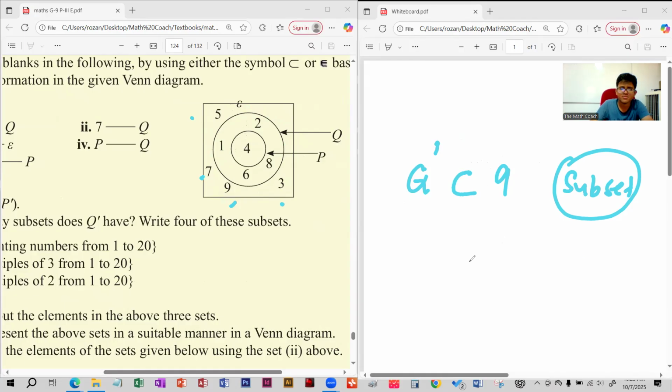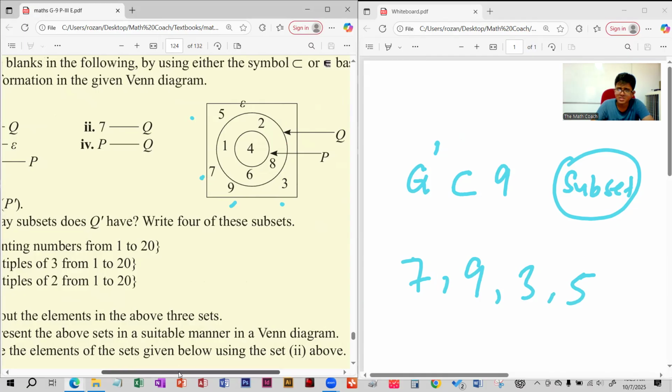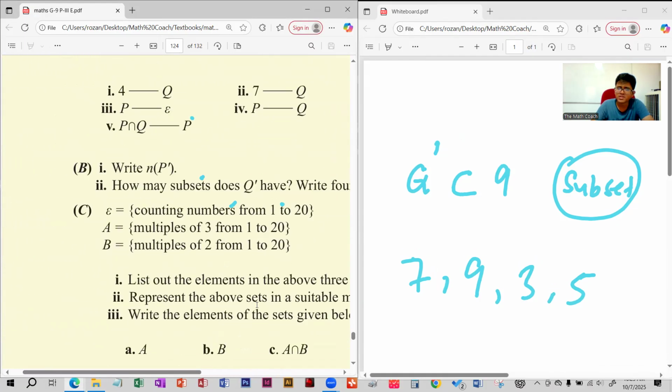So that means write four of these subsets. We can write subsets of Q complement: 7, 9, 3, and 5. This is kind of a tricky question actually, because they are not directly asking us to write the elements of Q complement. They're saying to write the subsets of it, but both are the same thing in this scenario. Right, let's go to the C part.